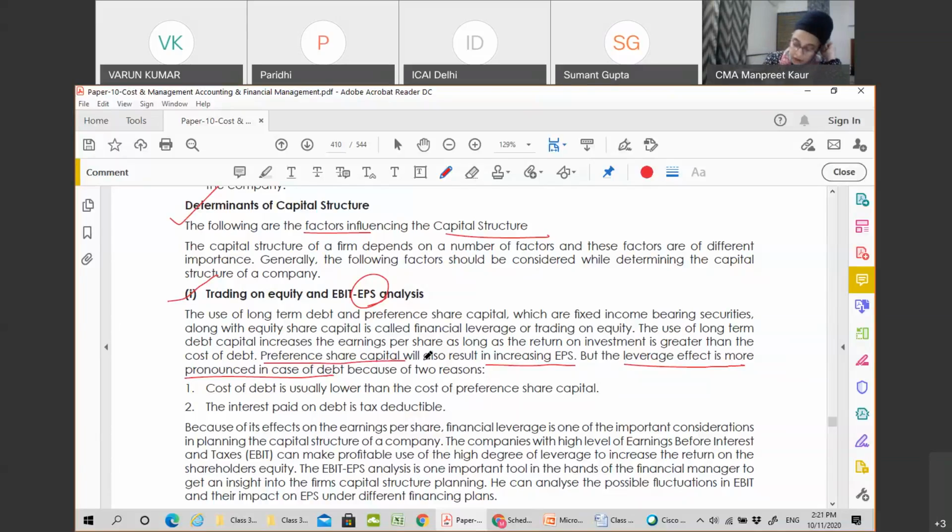So there are two things that you have to take care on in trading on equity and EBIT EPS analysis. Cost of debt, that means KD, cost of debt is usually lower than the cost of the preference capital. Interest paid on tax is tax deductible. It is tax deductible.